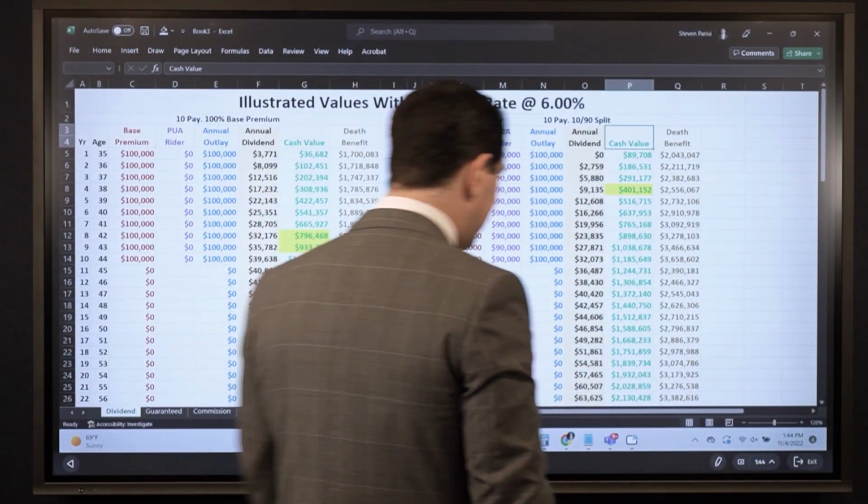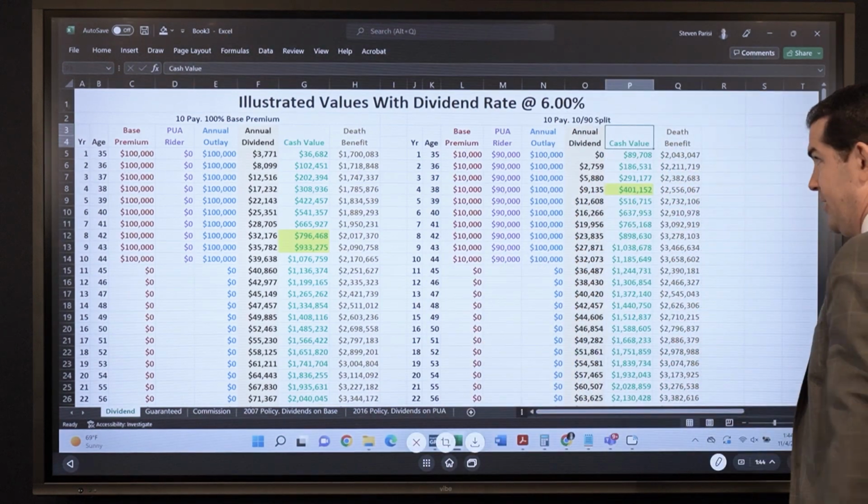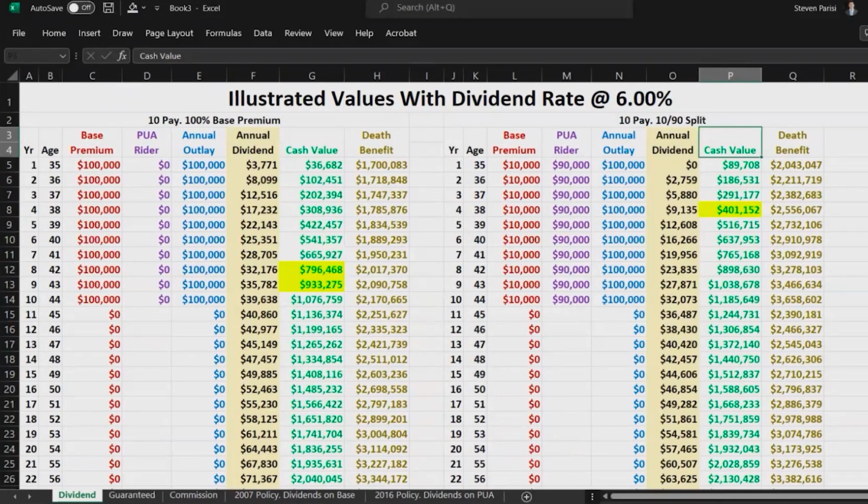So what we've got here is a 10-pay policy. And this 10-pay policy is with MassMutual. On the left, we've got a 100% base premium policy. A 10-pay policy will credit a portion of the base premium toward PUAs. It's about 35%, which is why we see the $100,000 base premium match the annual outlay, and the first year cash value is almost $37,000. So about 37% right out of the gates.